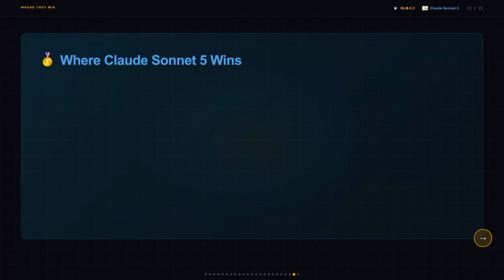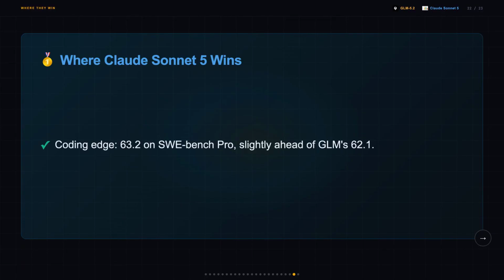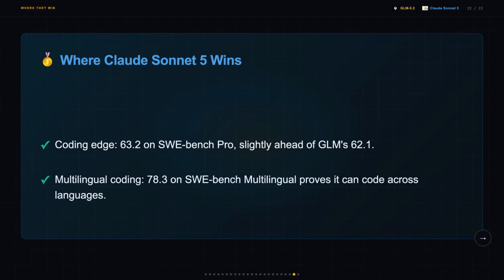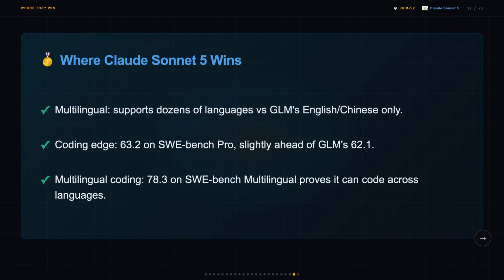Claude Sonnet 5 wins on multilingual support by a wide margin. GLM 5.2 is English and Chinese only. Claude Sonnet 5 covers dozens of languages and scores 78.3 on SWE Bench multilingual, and it also edges ahead on the only direct coding comparison at 63.2 versus 62.1 on SWE Bench Pro, which is a small gap, but it's the one benchmark where both models have a published number.